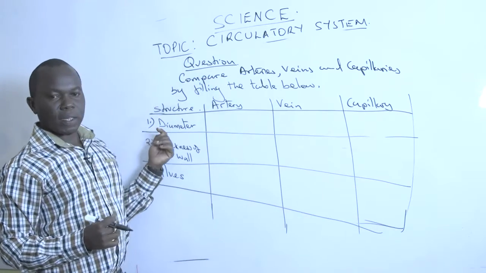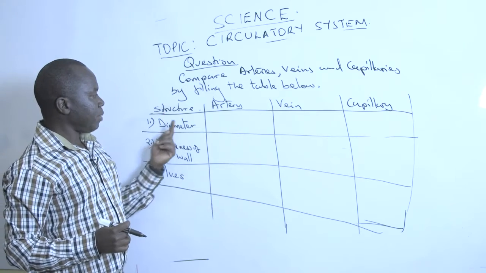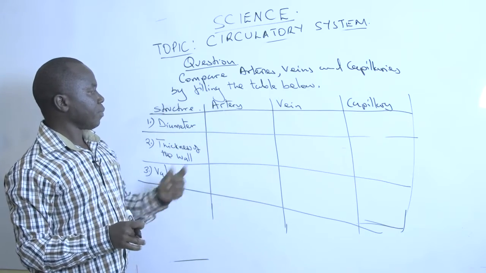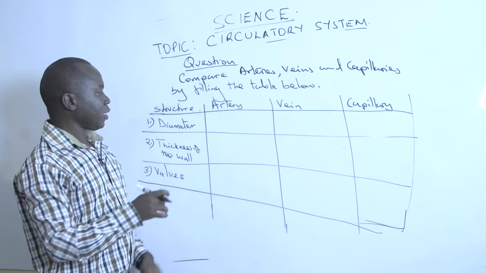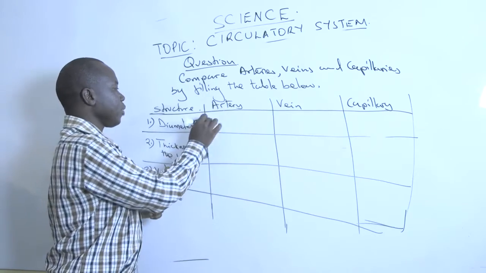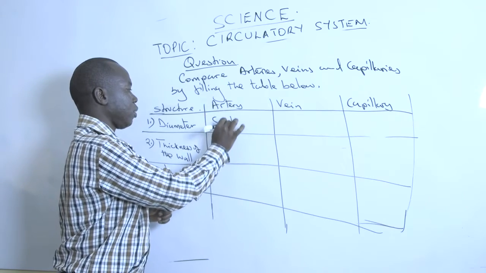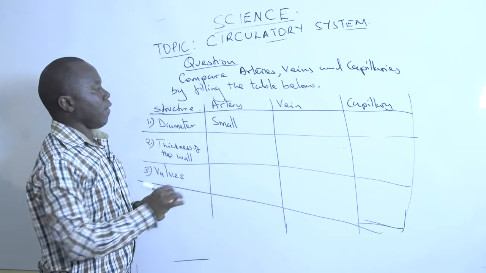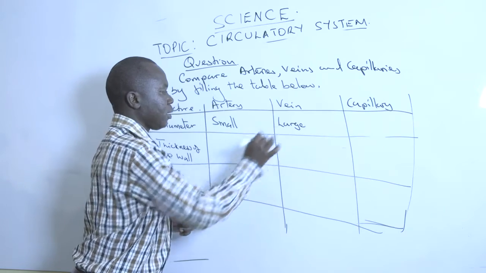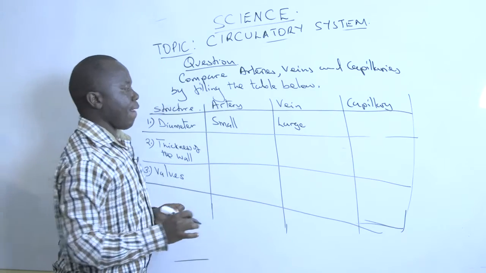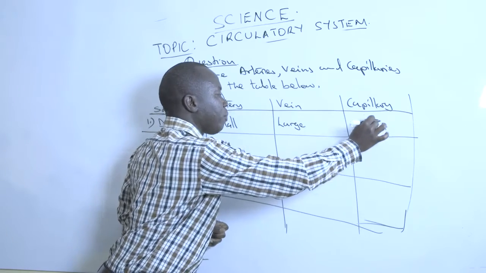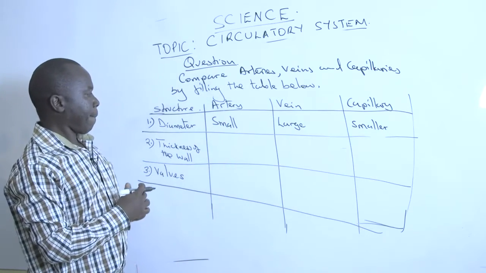So we can go together. Structure: diameter of artery, vein, and capillary. The diameter of the artery is usually small. Vein has a large diameter, and capillaries have the smallest. So we use the comparative word smaller.